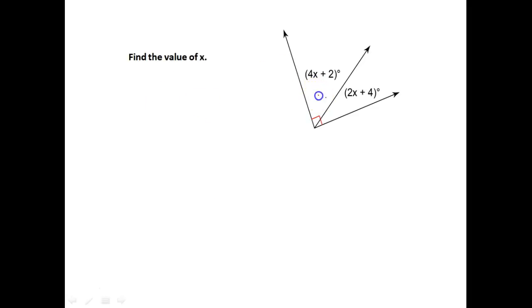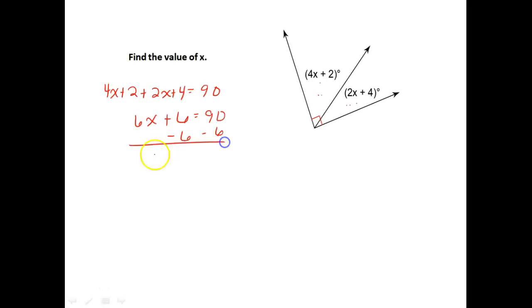Okay, again, look at these two angles. We know they add up to equal what? 90. So that's what you do. You make them add to equal 90. I know 4x plus 2 plus 2x plus 4 equals 90. Combine like terms. 6x plus 6 equals 90. Subtract 6 from both sides. 6x equals 54. Divide both sides by 6. And x equals 9.